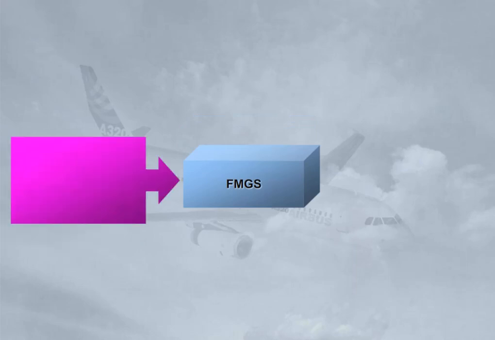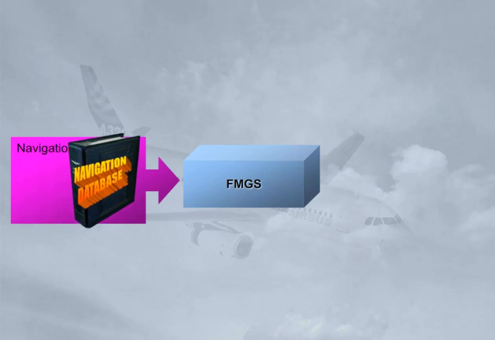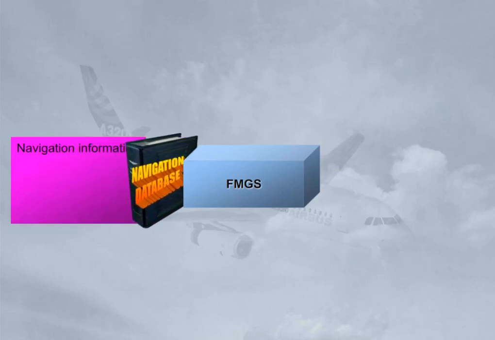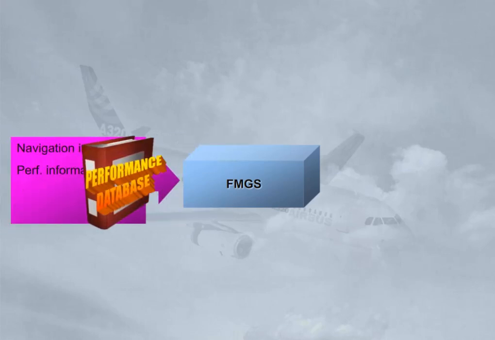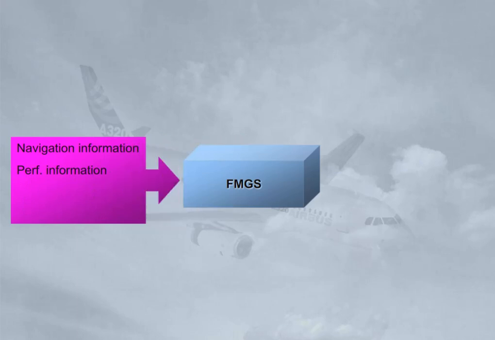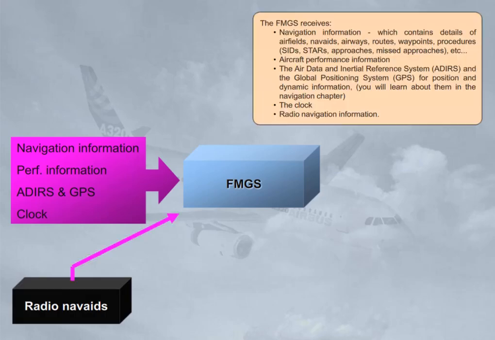The FMGS receives navigation information, which contains details of airfields, nav aids, airways, routes, waypoints, procedures, SIDs, STARs, approaches, missed approaches, etc. It also receives aircraft performance information, the air data and inertial reference system, ADIRS, and the global positioning system, GPS, for position and dynamic information. You will learn about them in the navigation chapter. The clock, radio navigation information.